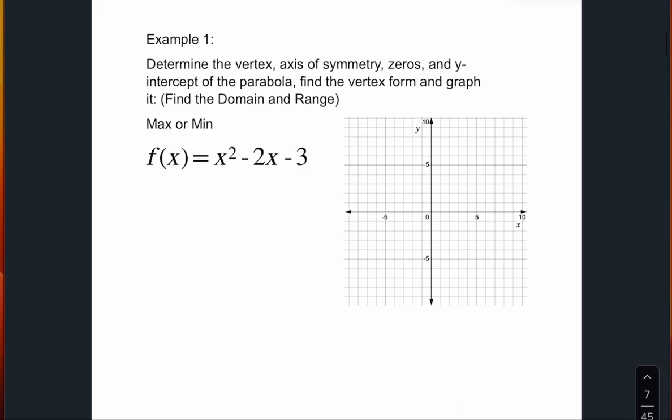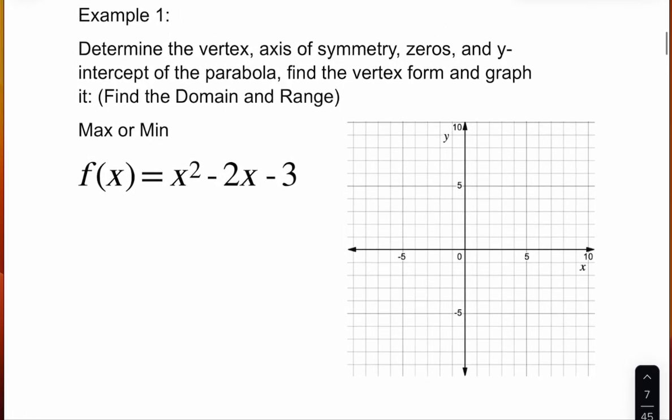So let's look at our first example. You'll notice that this is in our general form. There's a few things we're going to do here. We're going to practice finding the vertex. We're going to practice getting it into that vertex form. We are going to graph it. We're going to talk about domain and range. We're going to talk about everything you could possibly talk about for this function. The first thing we're going to do is find the vertex.